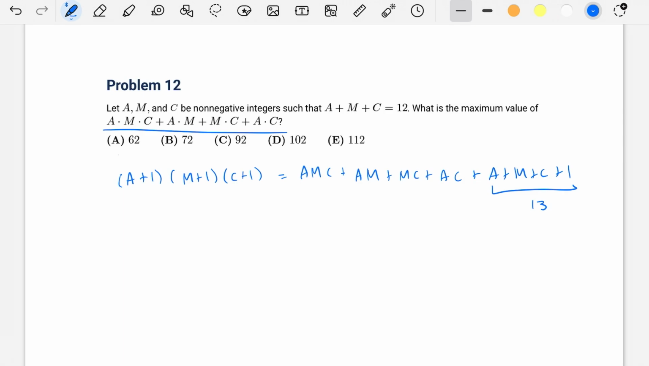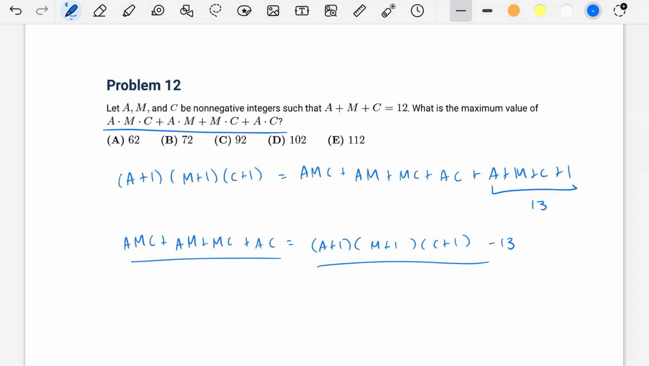So basically, we know that AMC plus AM plus MC plus AC equals (A plus 1) times (M plus 1) times (C plus 1) minus 13. So basically, to maximize this, we just want to maximize this.